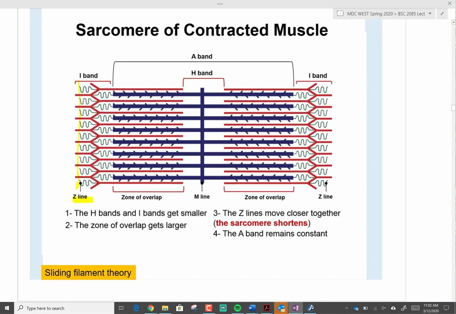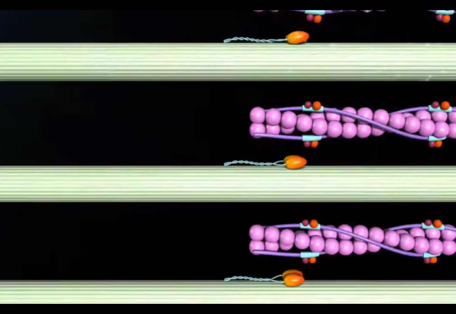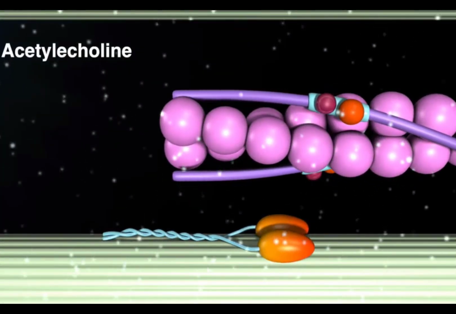Because actin slides on top of the myosin. Yes, a contraction of a muscle includes the sliding filament theory. It's a theory that says that the actin goes on top of the myosin and one slides on top of the other. When a nerve impulse arrives at the muscle, it causes a release of a chemical called acetylcholine.